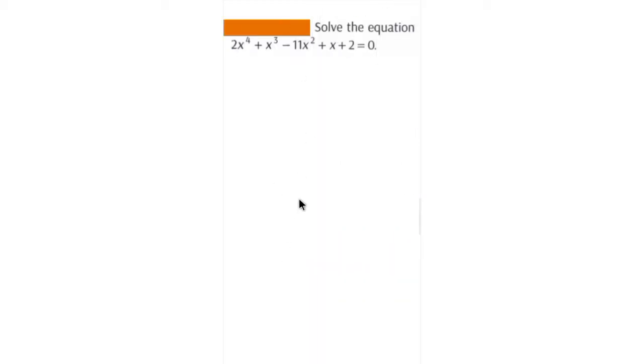Coming to an example, it becomes easier for us. This is a biquadratic equation, and the thing that you need to notice is the coefficient of x power 4 and the constant: the coefficient of x power 4 is 2 and the constant is 2, and the coefficient of x cube is 1 and the coefficient of x is 1.